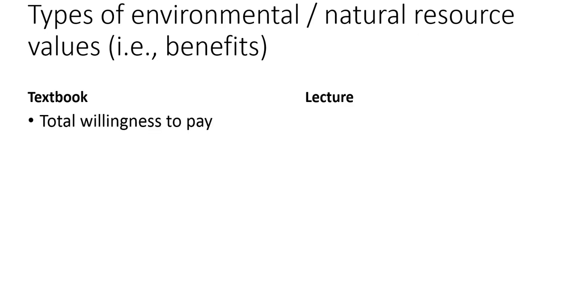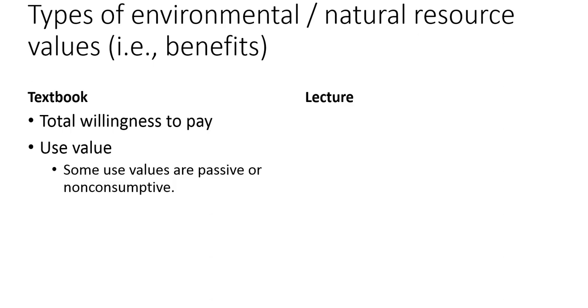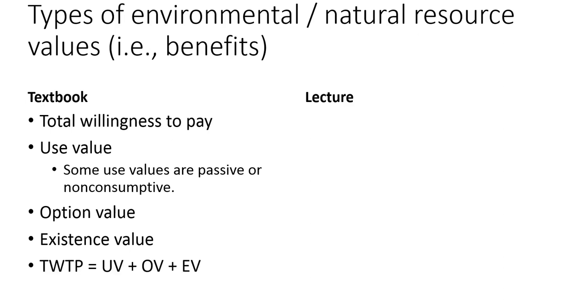So the textbook talks about total willingness to pay, and that is composed of use value. The book talks about how some use values are passive use values or non-consumptive. The book talks about option values and existence value. And the total value, the total willingness to pay, is equal to the use value plus the option value plus the existence value.